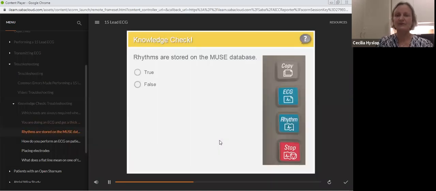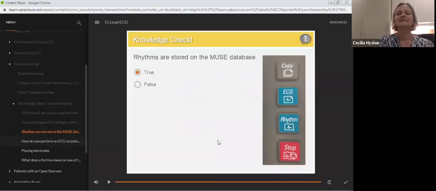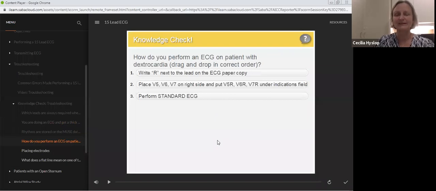The rhythms are stored on the Muse database, so that's true in our setup here or our system here. Oh, sorry, it's saying rhythms. So yes, I got that wrong. So ECG is stored on our database, but rhythms are not stored. So when we're doing a rhythm strip, remember we're going to pick lead 1, 2, and 3, or V1, lead 2, and V5, and we're just going to print it for the bedside, stick it in the paper chart versus the electronic, and those don't transmit.